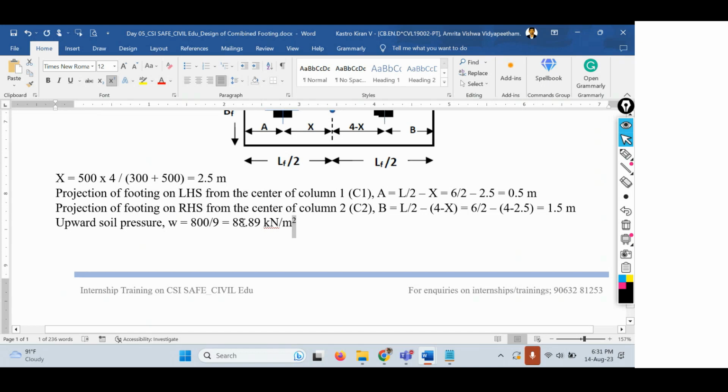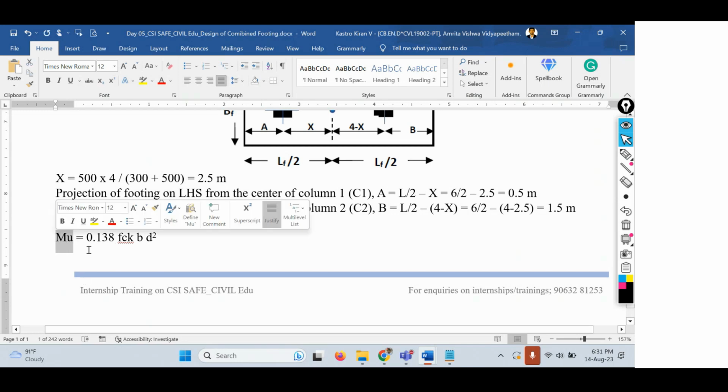Once we find the upward soil pressure, the next thing is to find the moment or depth required for flexure. How to find the depth required for flexure? We have the formula Mu limit equals 0.138 fck b d square. That's the formula we have. But do we know the moment value here, the ultimate moment value? No. So the first thing is we have to find out the ultimate moment.